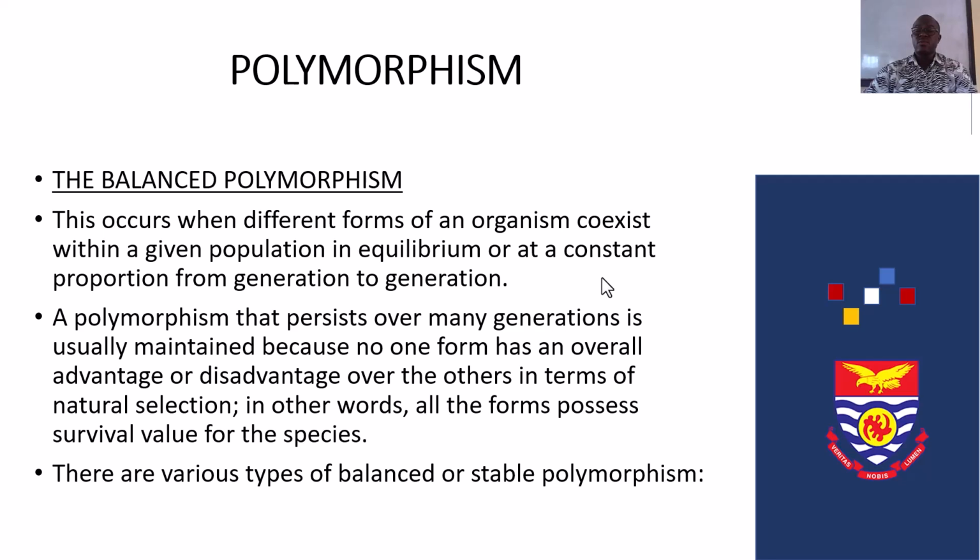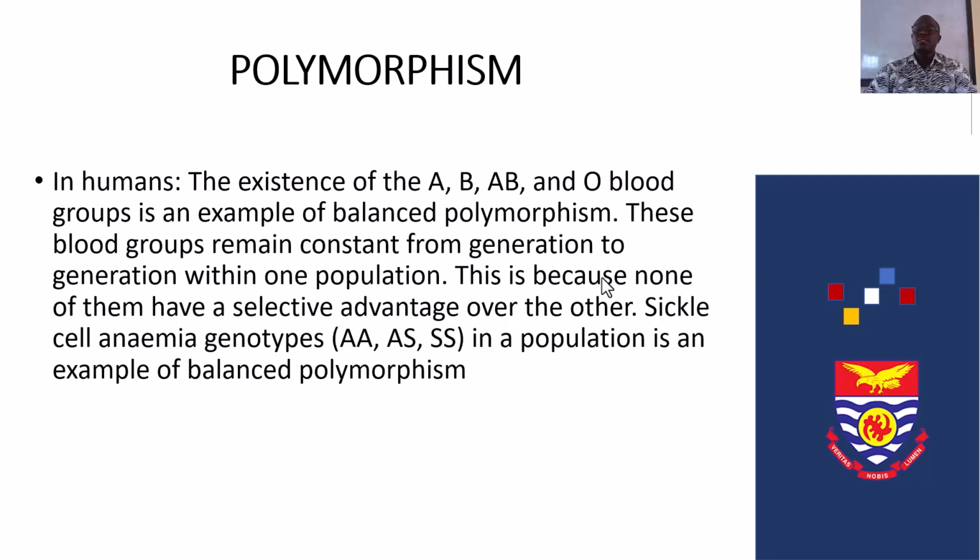There are various types of balanced or stable polymorphism. In humans, the existence of the A, B, AB, and O blood groups is an example of balanced polymorphism. These blood groups remain constant from generation to generation within one population. This is because none of them has a selective advantage over the others.